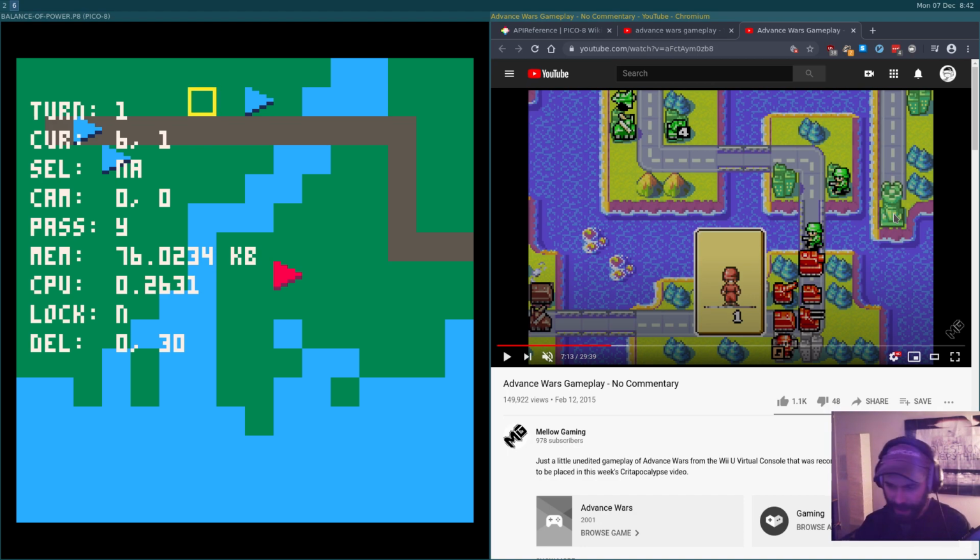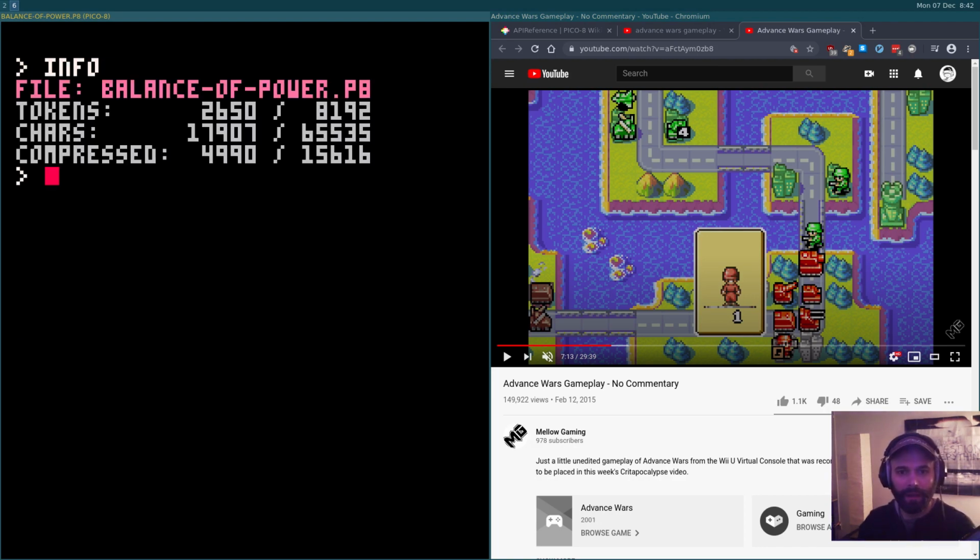There's a character limit of, I think it's 65,535 or whatever, characters for your game, and a limit on the size of tokens, which in Pico 8 context means your equal signs, your braces, your dots, etc.